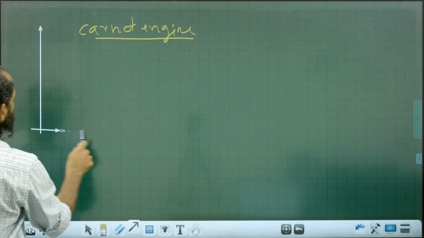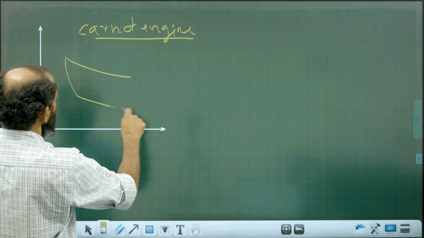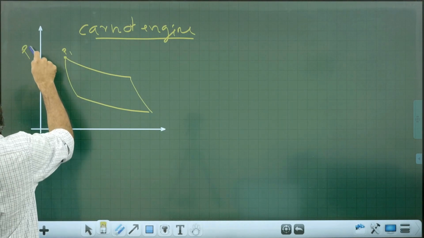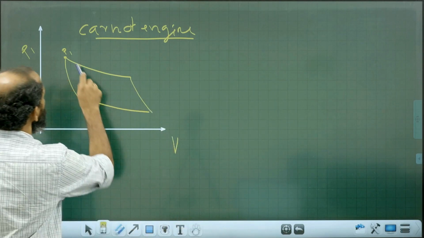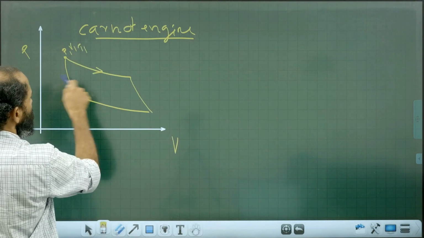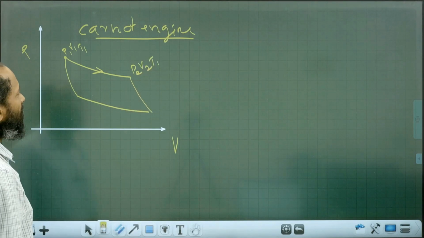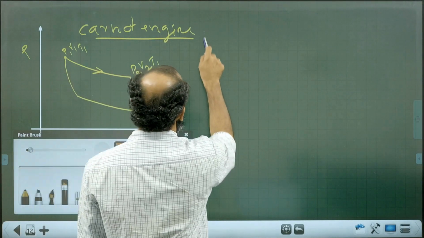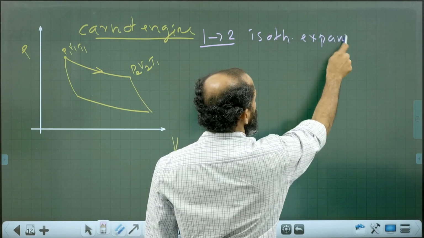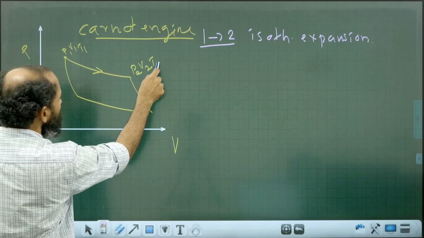If you go for the PV graph, you can show the PV graph like this. Starting from here, pressure P1, volume V1, temperature T1, to pressure P2, volume V2, temperature T1, expansion isothermally. So that process 1 to 2 is isothermal expansion. P1 V1 T1 to P2 V2 T1, isothermal expansion.